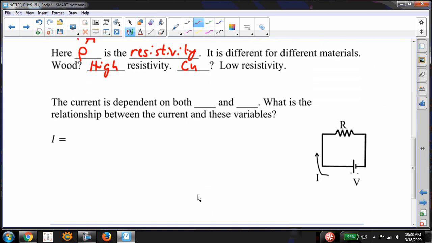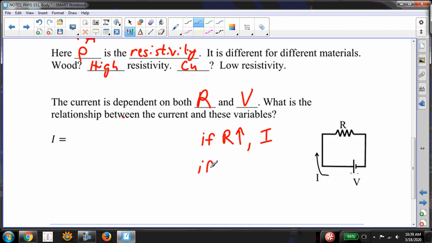The current is dependent on both the resistance and the potential difference, or the voltage. Now, what do you think is the relationship between R, V, and I? So I, if R goes up, if the resistance increases, what happens to the current?